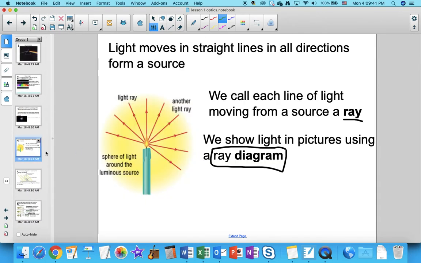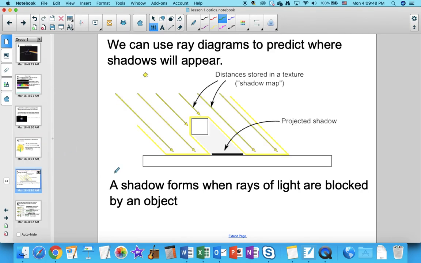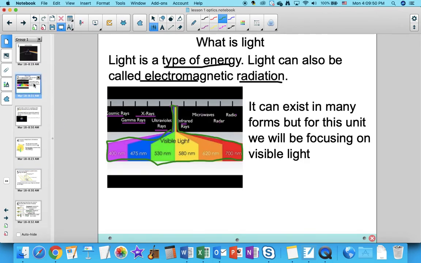Light can be described using light rays because light travels in straight lines, and they're useful for showing shadows. The focus of this unit will be focusing on visible light, right? And that only includes a very small segment of what light actually is. Right? Because if you start moving up into other areas, it's still light, but it's called something else.